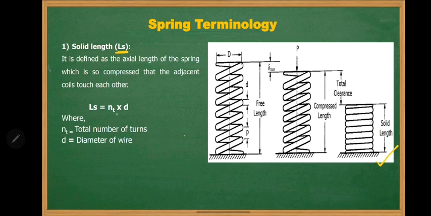What is this nt? That is the total number of turns. Here in this figure, generally the spring is made up of a wire with circular cross section. So this is the cross section of the wire, and this is nothing but the diameter of the spring wire.